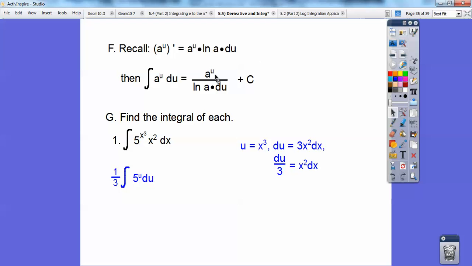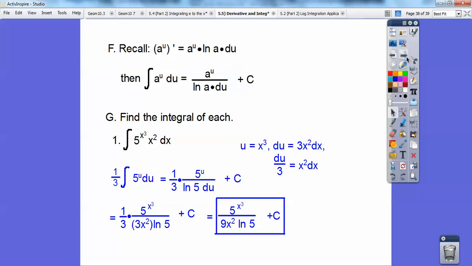Following this, it's going to be 5 to the u over the natural log of 5 times du on the bottom right there. Now let's get this back in here. u is this x to the third, so I'm going to substitute that back in there. And then du is this 3x squared right there, so I substitute that back in there and clean it up, and I get that right there.